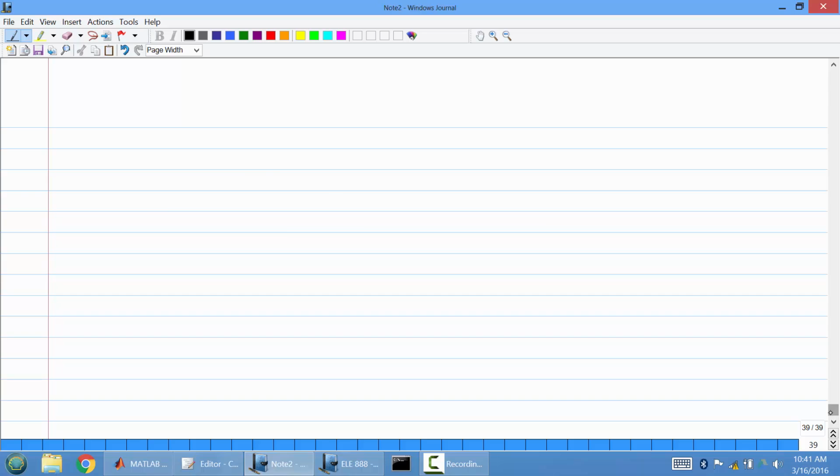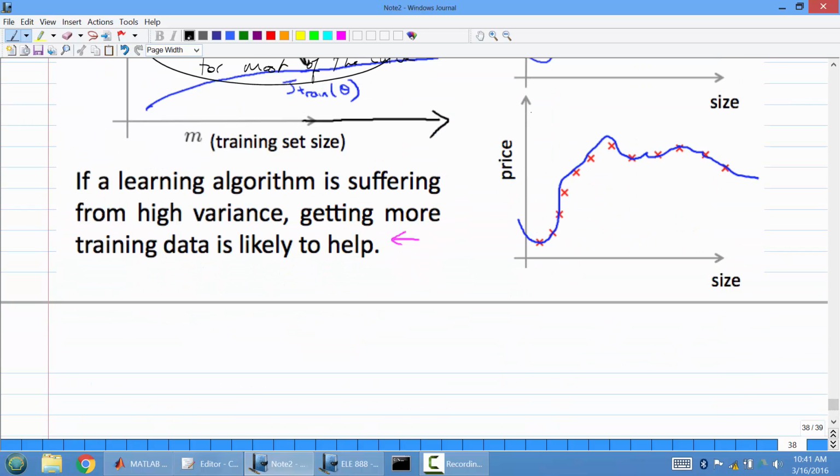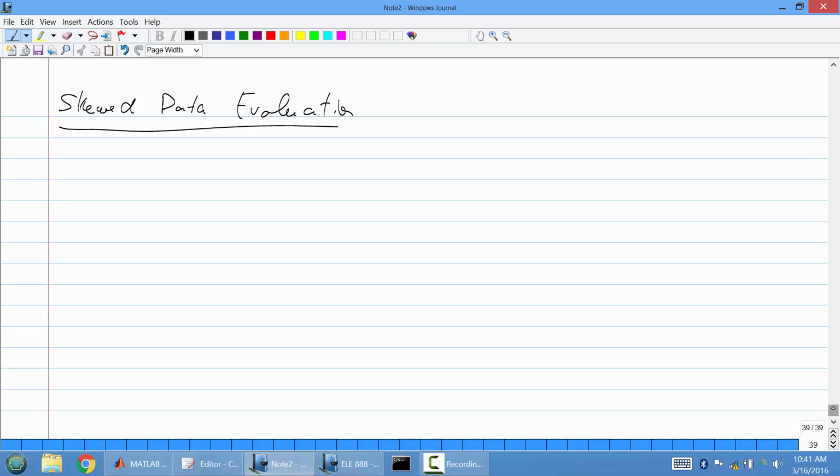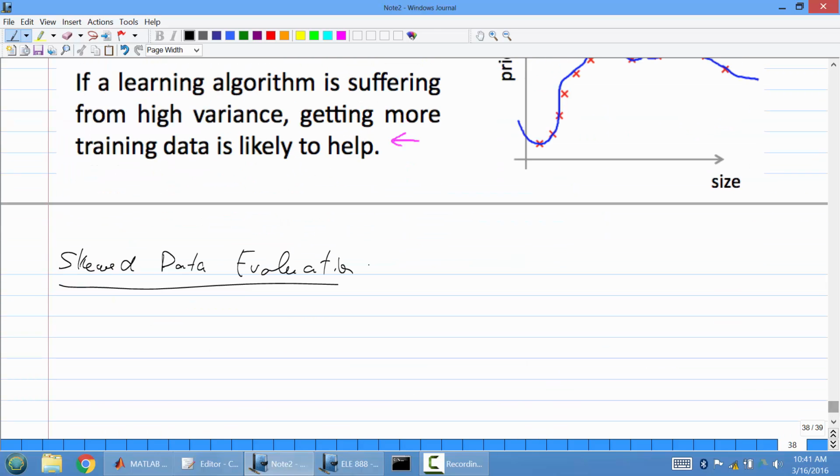The last and most important topic we need to talk about is what's known as skewed data evaluation. This is especially important in medical diagnosis, because you have data sets where the majority of the cases are negative and only a very small number of cases are positive. So this is what's known as skewed data evaluation. This will probably take about another 5 minutes and then we're going to quit here.